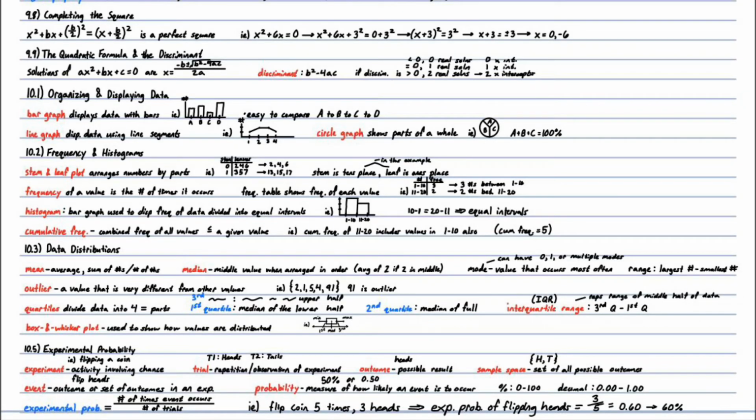Organizing and displaying data. A bar graph displays data with bars. It is easy to compare the values of A to B to C to D. A line graph displays data using line segments. A circle graph shows parts of a whole.